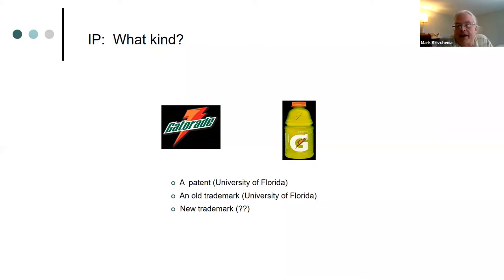So Gatorade, you're all familiar with. It's a patent, actually. It was originally a patent out of the University of Florida. The food science department at the University of Florida made lots of money. It's also a trademark. On the left-hand side is the original Gatorade trademark owned by the University of Florida. And you'll notice on the right-hand side is that new G, which came out about 5 or 6 years ago. And that's a new trademark.